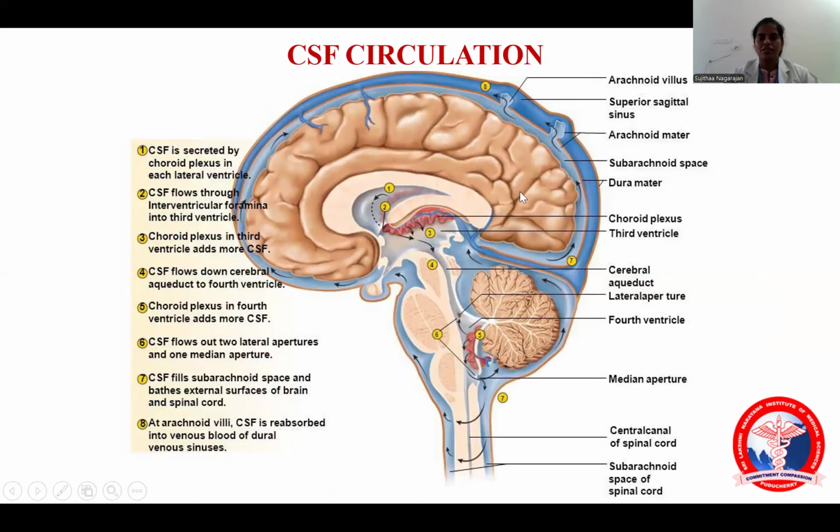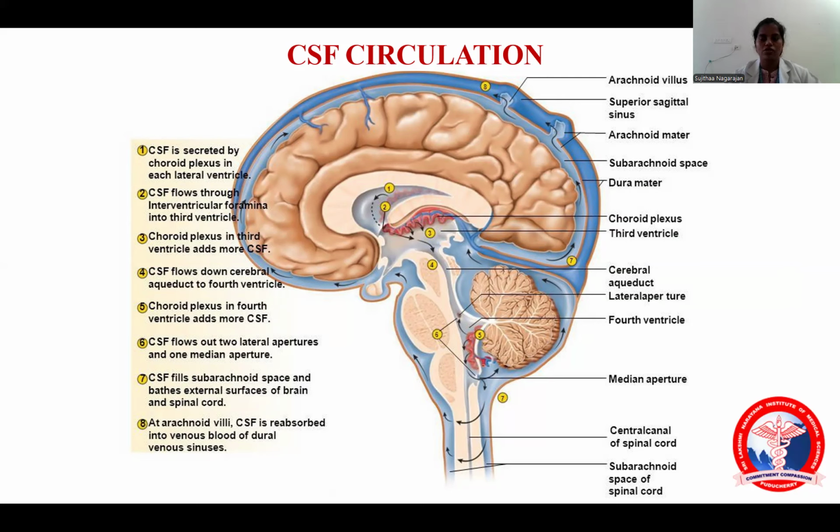Now, in this picture also, we can see the CSF circulation. CSF is secreted by the choroid plexus in each lateral ventricle. Here we can see the lateral ventricles, given number 1. CSF flows through the interventricular foramen of Monro into the third ventricle. The choroid plexus in the third ventricle adds more CSF. So the CSF is passed from the lateral ventricle to the third ventricle.